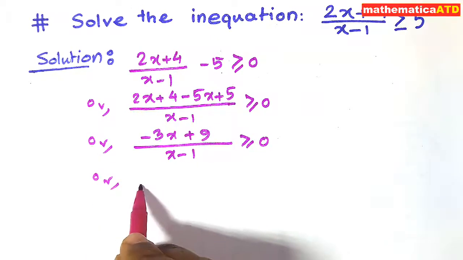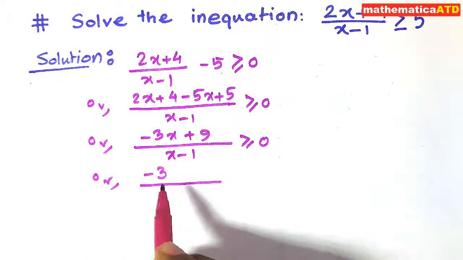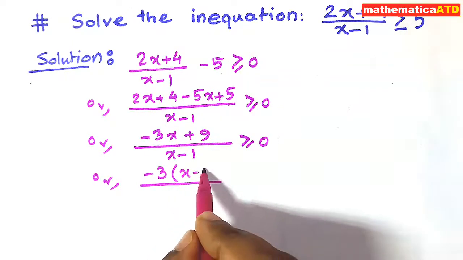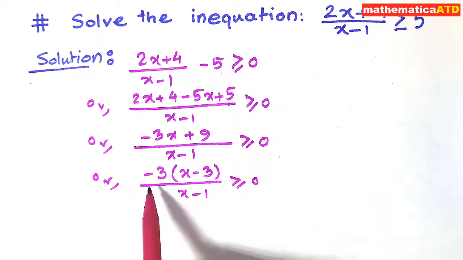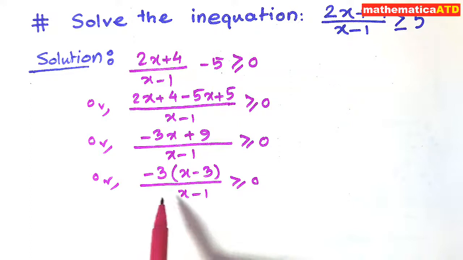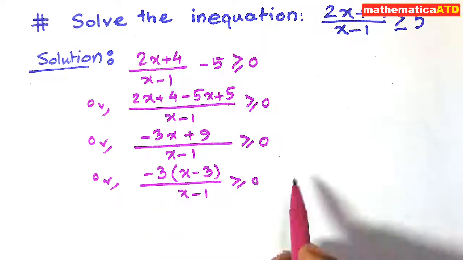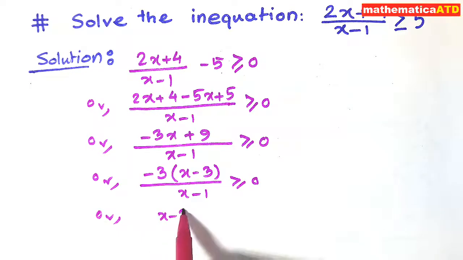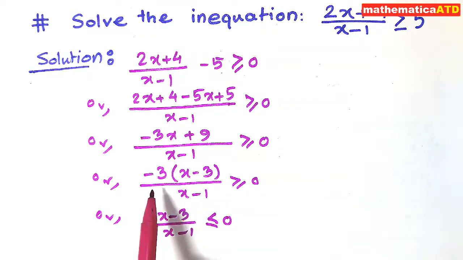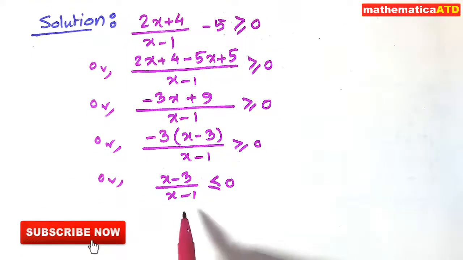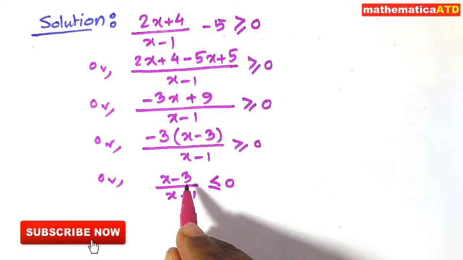Or we can take -3 common. So in bracket (x - 3)/(x - 1), which is ≥ 0. Friends, if we divide both sides by -3, then we shall get (x - 3)/(x - 1) ≤ 0, isn't it? Because the inequation sign will be changed, for which we have divided both sides by -3. Now friends, we have two critical points, respectively 1 and 3.